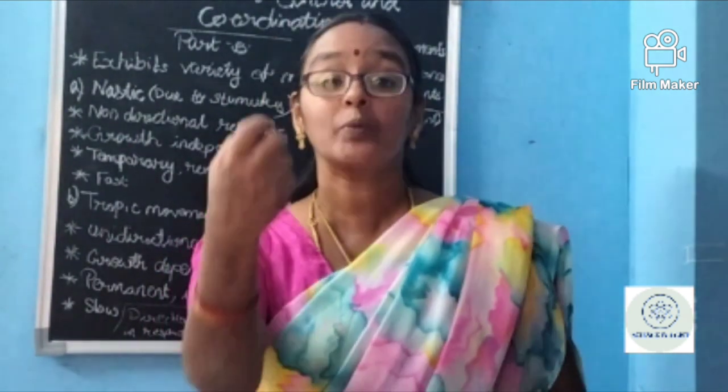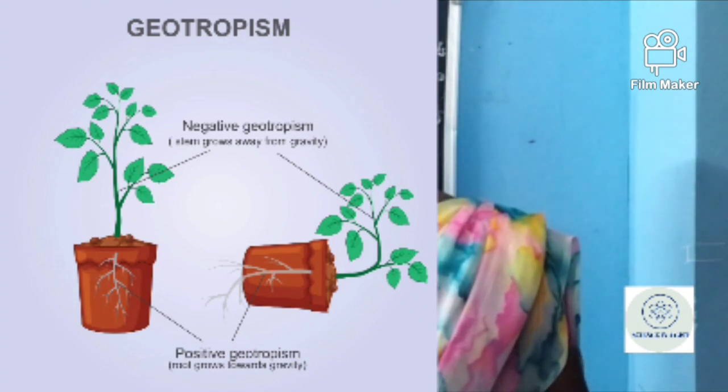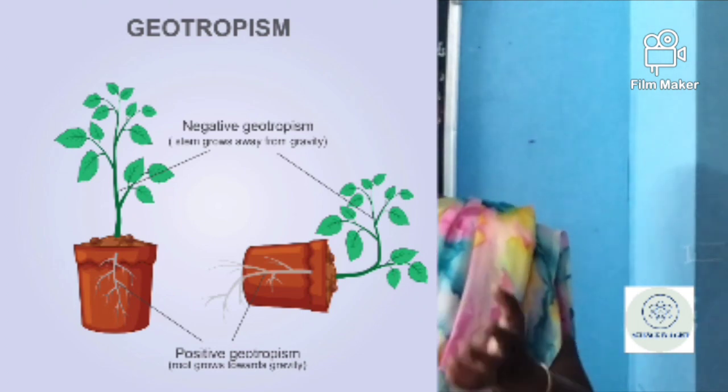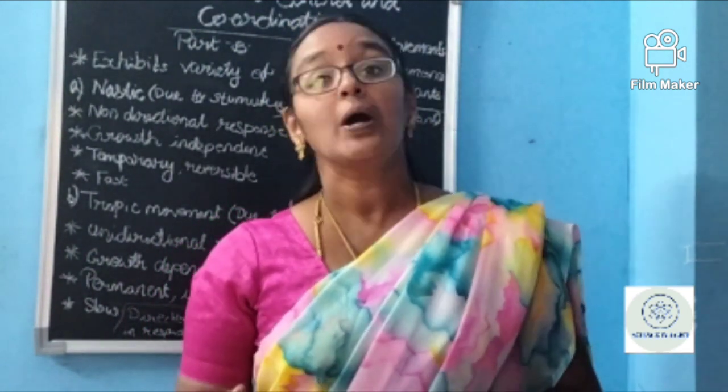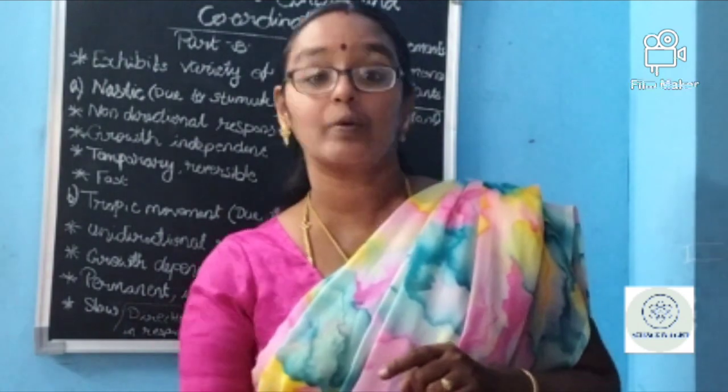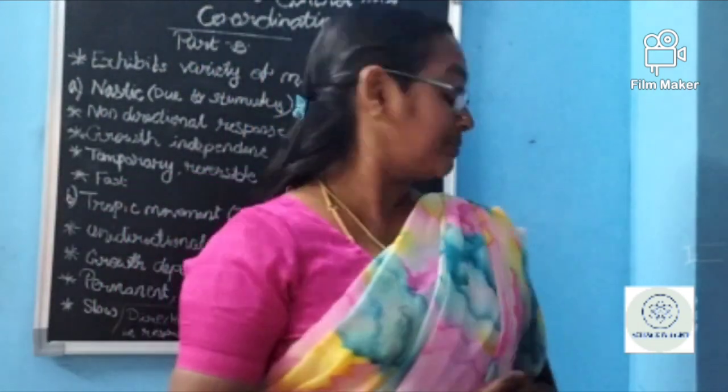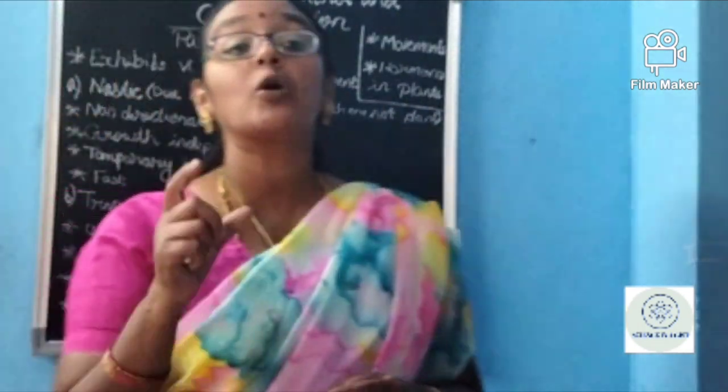Towards the earth. Who is moving towards the earth? It's the roots, isn't it? The roots show geotropism, positive geotropism, while the shoots show negative geotropism because they are moving away from gravity. Okay. Then the third is chemotropism.